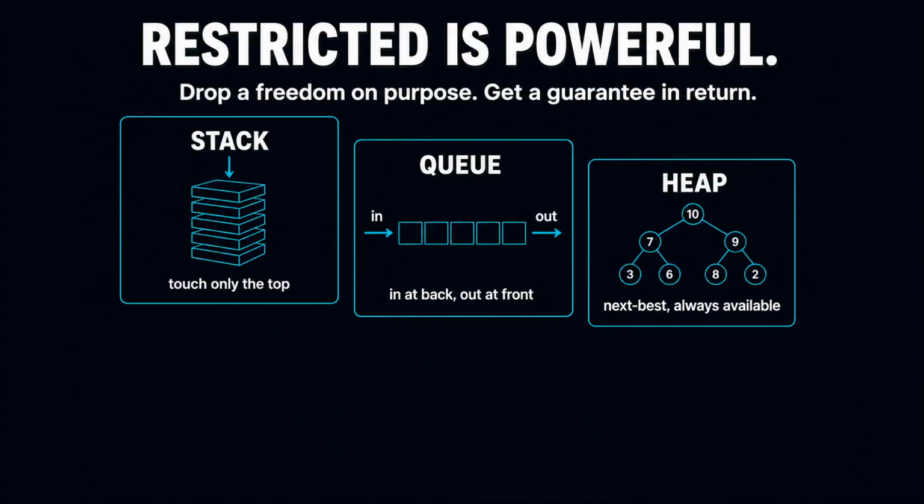Most data structures try to be flexible. Arrays let you index anywhere. Hash tables let you look up by any key. Stacks, queues, and heaps go the other way. Each one drops a freedom on purpose.